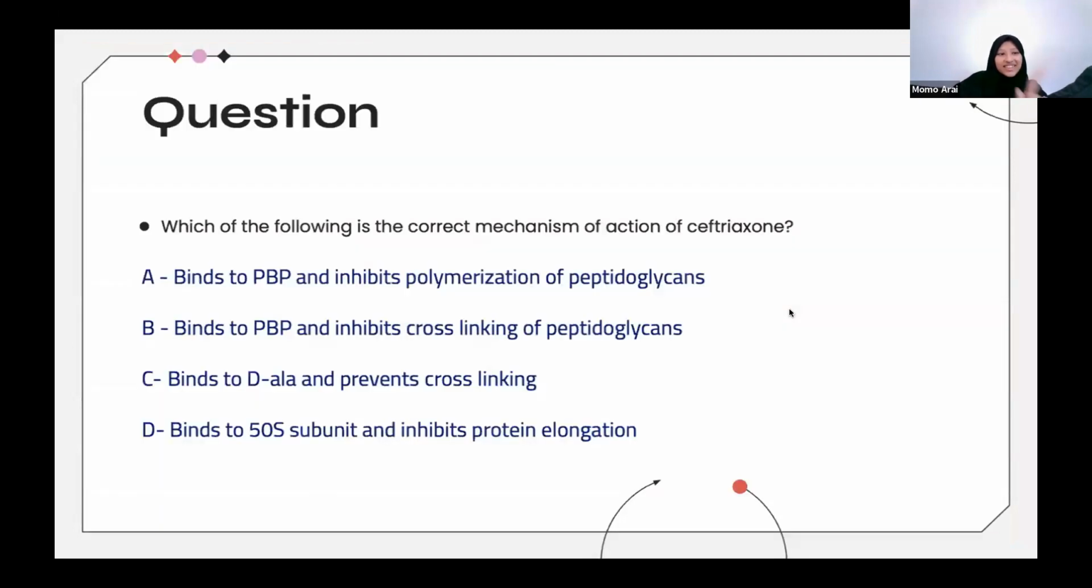Can you go to the third question? Which of the following is the correct mechanism of action of ceftriaxone? We mentioned this drug just now.